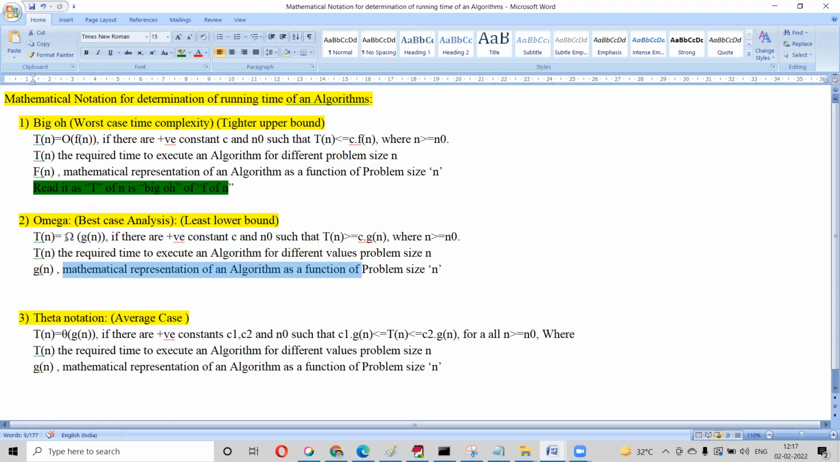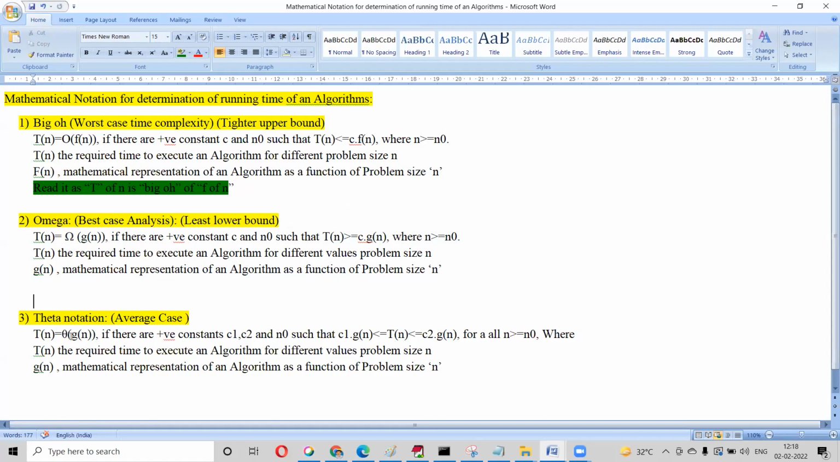So T of n is omega of g of n if there are positive constants c and n naught such that T of n, the time required to execute this algorithm, is always greater than or equal to c into g of n, where n is greater than or equal to n naught. This is said to be omega notation. Simply, the time required to execute this algorithm is always greater than that particular time interval. So this is worst case analysis, big O notation. Best case analysis is omega, and theta notation is average case analysis.